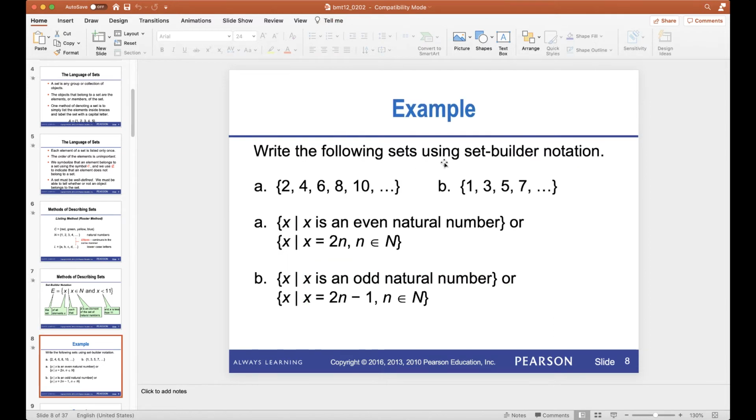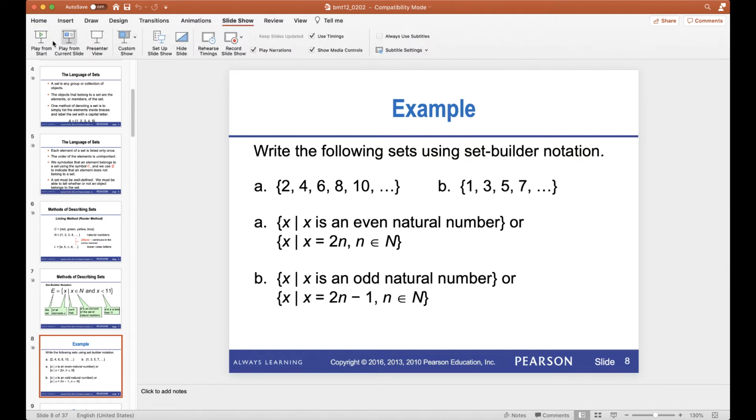All right, now write the following sets using set builder notation. It already gives you the answers here because I'm not in presentation mode, but I could always switch over.